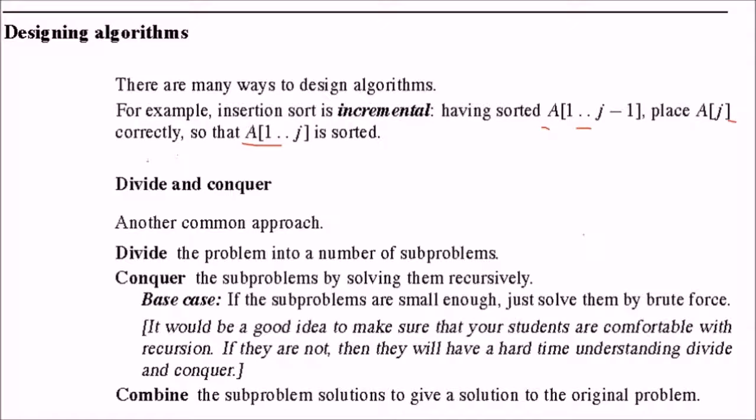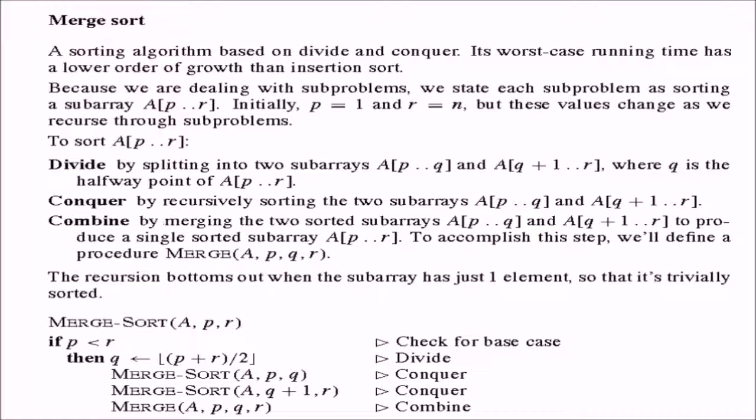Divide and conquer, as the name suggests, is just like this. This is also a common approach. We divide the problem into a number of subproblems, and we try to conquer the subproblems by solving them recursively. So what would be the base case? If the subproblems are small enough, just solve them by brute force, right? And then combine the subproblem solutions to give a solution to the original problem. So this is divide and conquer. Merge sort, this sorting algorithm, is based on divide and conquer.